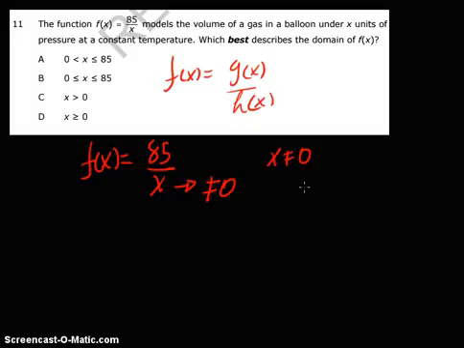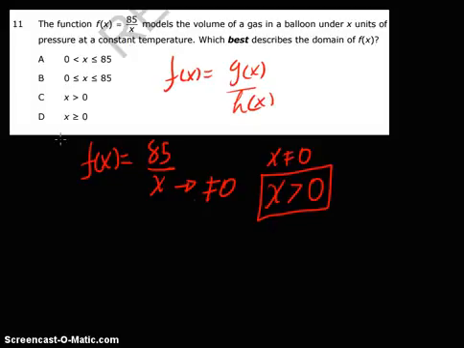Now, the other thing that we need to remember here is x is a unit of pressure at a constant temperature. So in this case, if x is a pressure, then we don't have negative pressure inside the balloon, meaning that all the negative values would be excluded as well. So the only thing left is all the positive values, which is x is greater than 0. I'm not going to put the equal sign here because if I put x equals 0, then this will be undefined. So our answer would be all possible values of x where x is greater than 0.